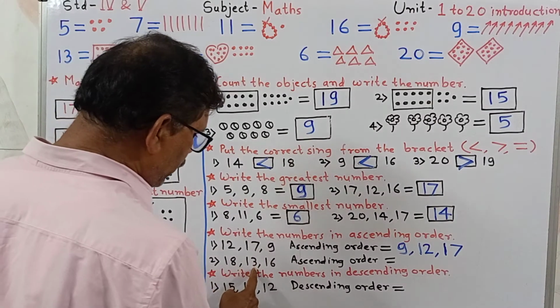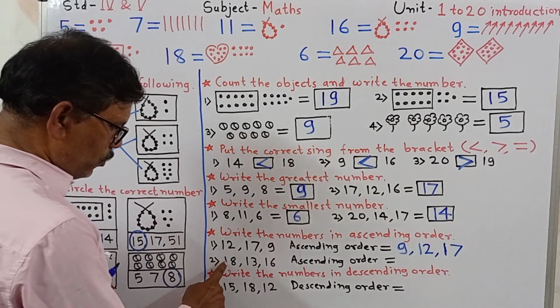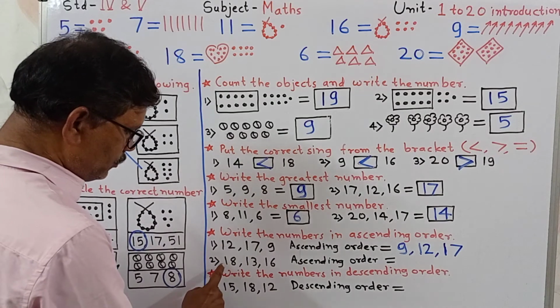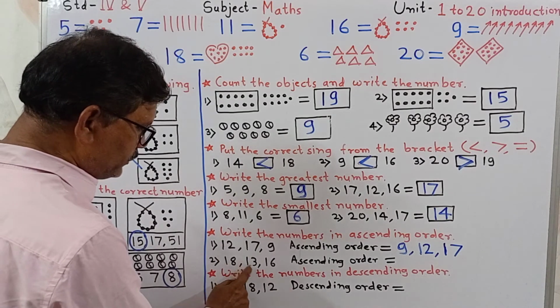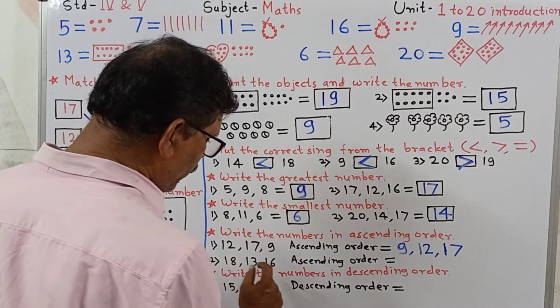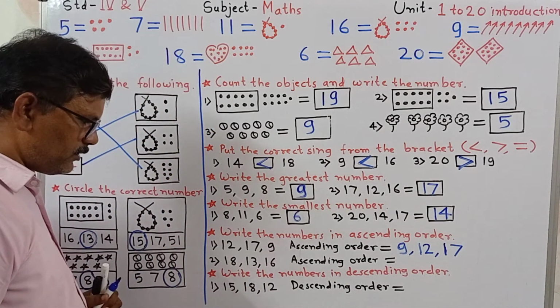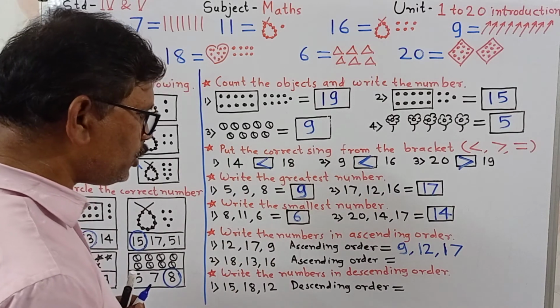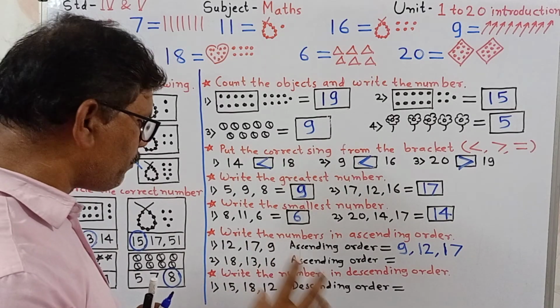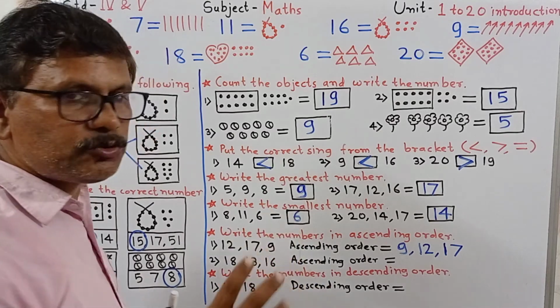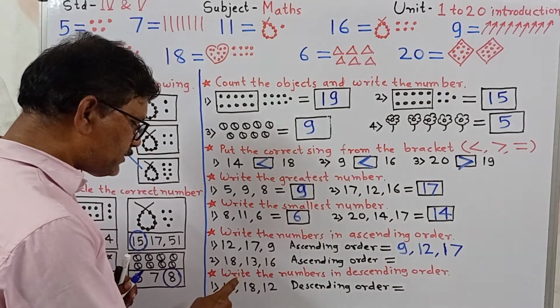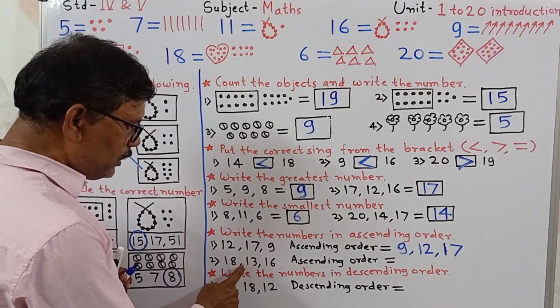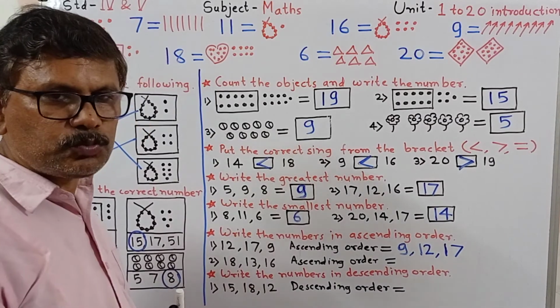Then 18, 13 and 16. 1 ten 8 units 18, 1 ten 3 units 13, 1 ten 6 units 16. So which is the smallest number? In the ascending order we must write first the smallest number. Which is the smallest number? You know, 13 is the smallest number.